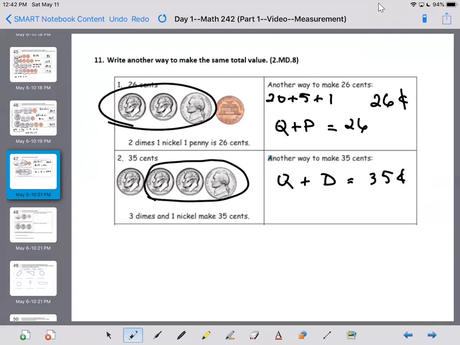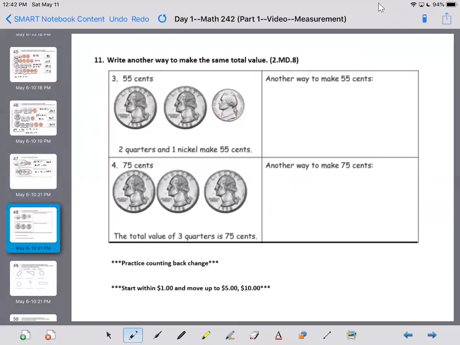Same thing here. I'm trying to get to 55 cents. And 2 quarters and a nickel make 55 cents. But is there another way to get to 55? Yeah, we could break down the quarters. But what happens is you start to create more coins. And now we think about, well, to get to 55, what's the most efficient way to get there? And this would be your most efficient.